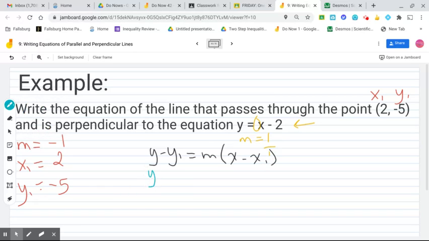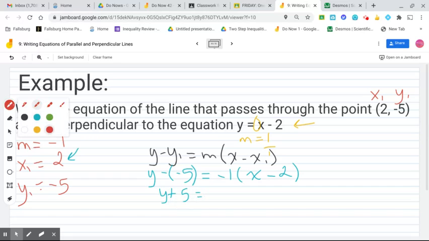y and x stay the same, so we have y minus negative 5. Make sure you put that in parentheses there. It's a double negative. m is negative 1 times x minus 2, because that's what we labeled x1. Now we're going to simplify. So y minus negative 5, we can simplify that to y plus 5. And over here, we do want to distribute this negative 1.